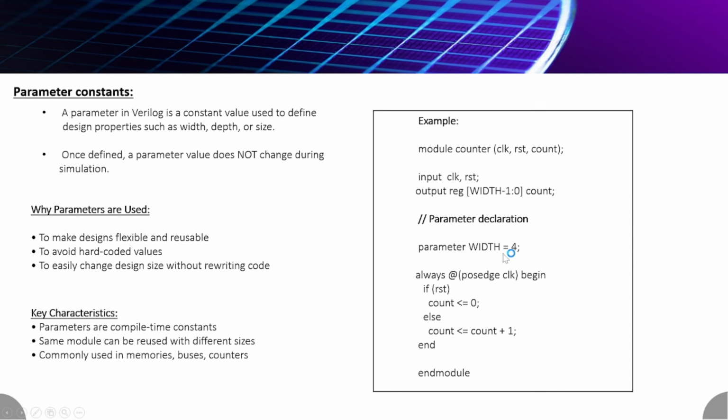Inside the always block, on every positive edge of the clock, the counter increments by 1. And when the reset is active, the counter is cleared to 0. This shows how parameters help us write clean, scalable, and professional Verilog code. Parameters are commonly used in memories, buses, and counters, where design size may vary based on requirements.